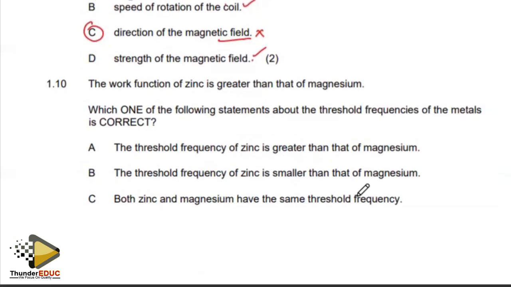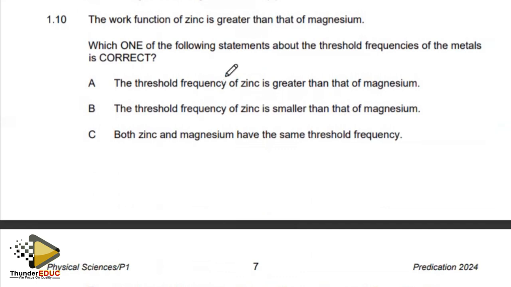Then 1.10, the work function of zinc is greater than that of magnesium. Which of the following statements about threshold frequencies is correct? Remember, threshold frequency is just the minimum frequency needed to eject an electron from a metal surface. So if zinc has a greater work function, remember, work function is hf naught, so if the work function is greater, the frequency will be greater.